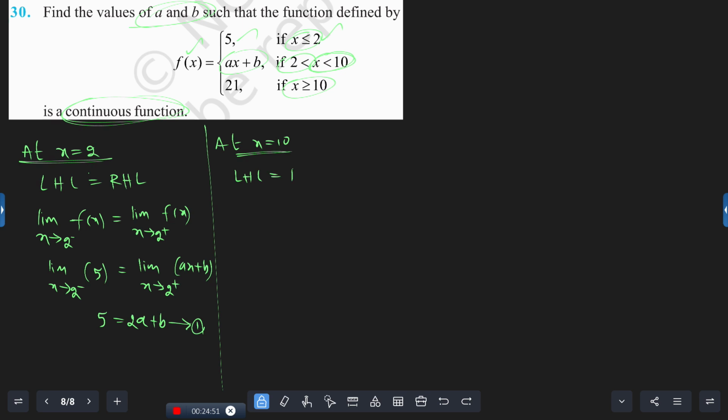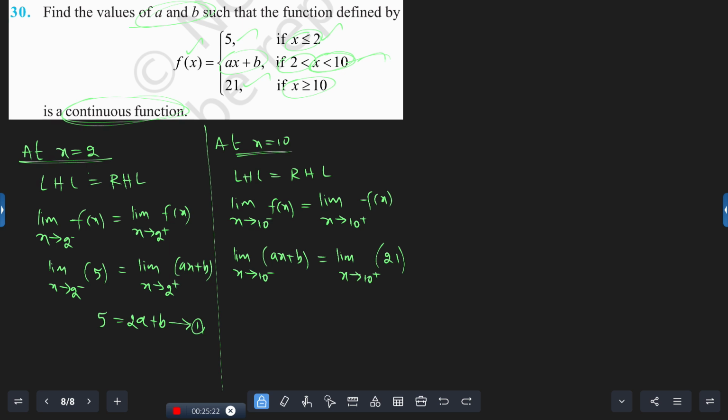Now at x is equal to 10, the left hand limit and right hand limit are equal. Then limit x tends to 10 minus f of x is equal to limit x tends to 10 plus f of x. For the left hand limit at 10 it is ax plus b, and for 10 and above it is 21. When you apply x equal to 10, 10a plus b is equal to 21, answer number 2.